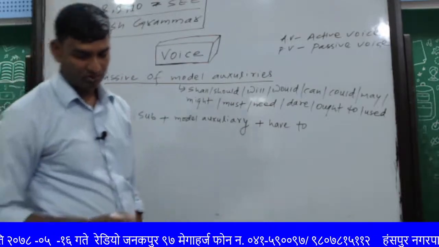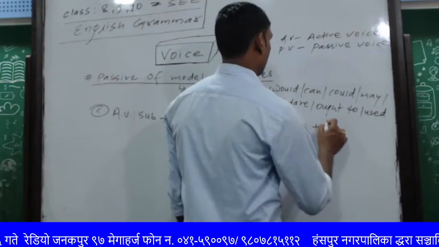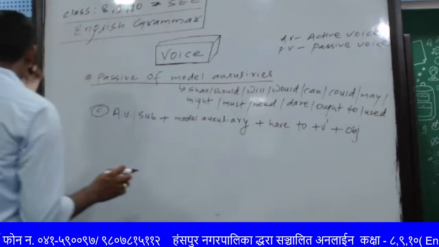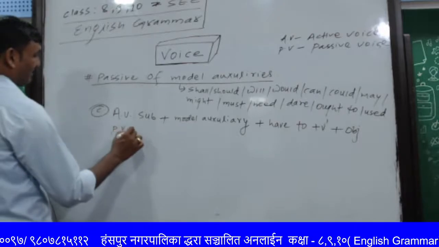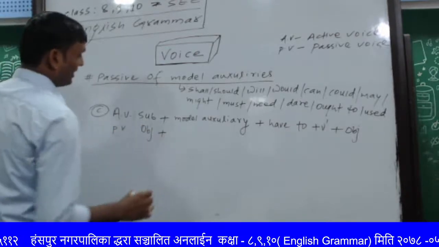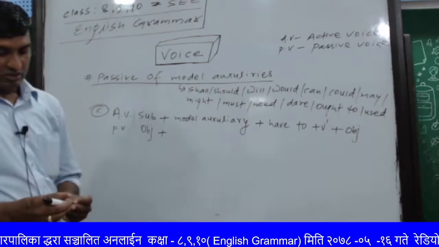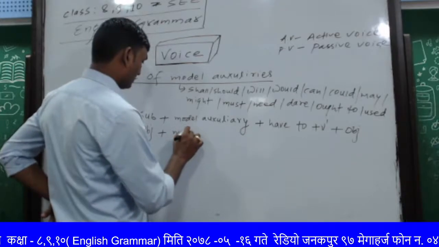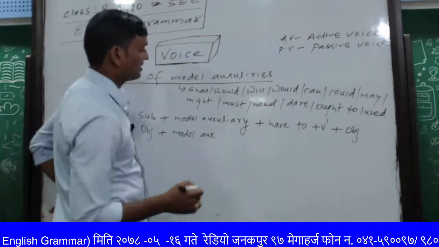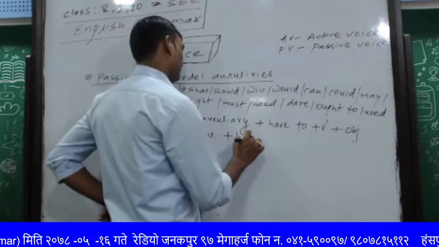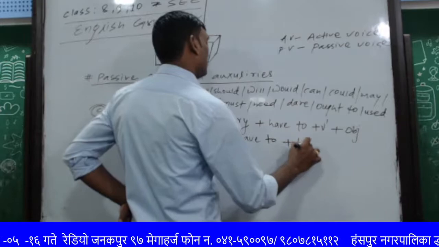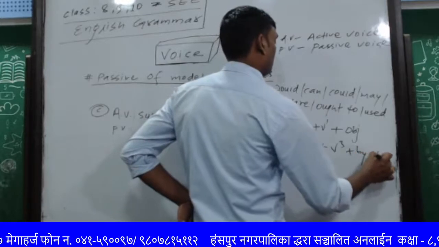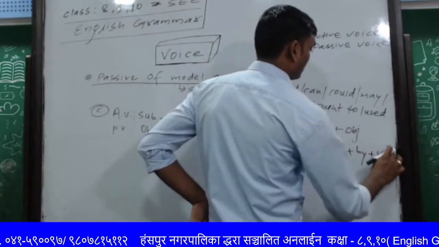Have plus to, then V1. After have to, then V1, then object or data. Then how can we change this structure into passive voice? It means object, after object, model, then have to, then model auxiliary. Model AUX means auxiliary, and after the model auxiliary verb, have to be, then V3, by, and last one subject.